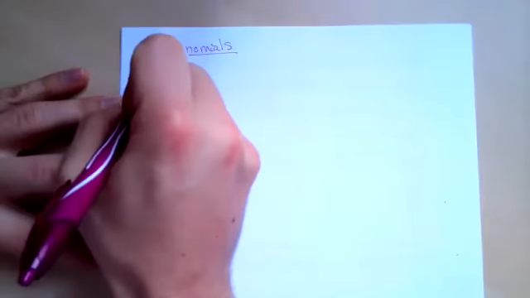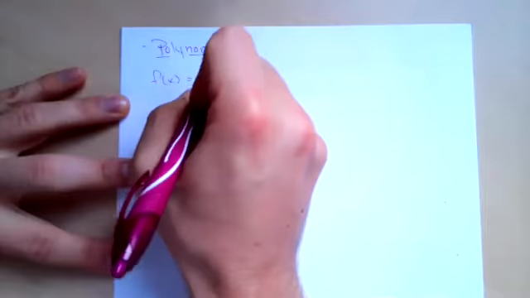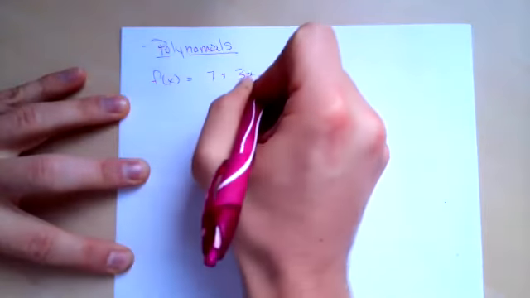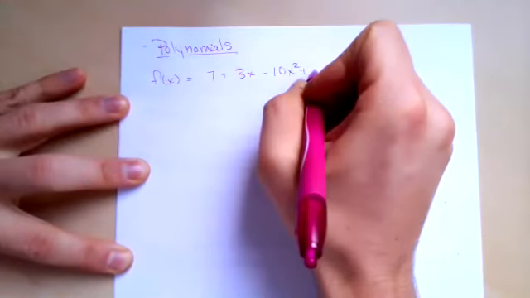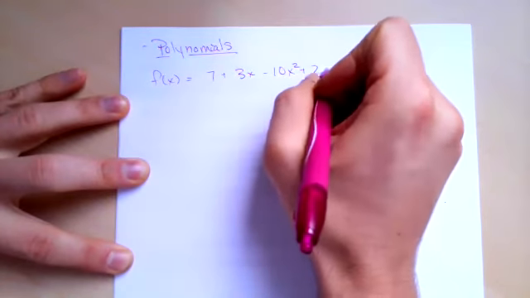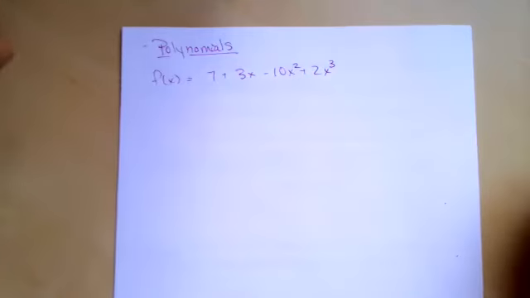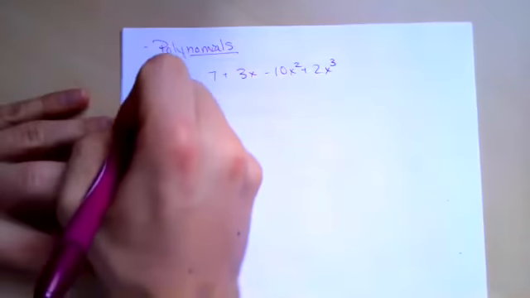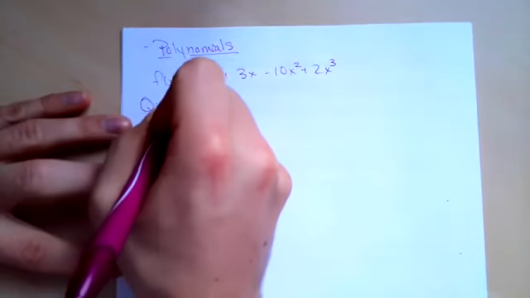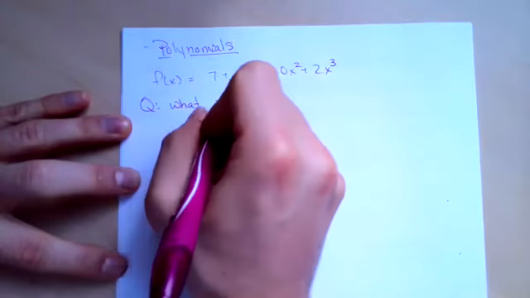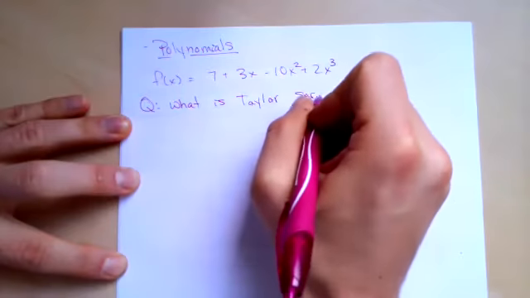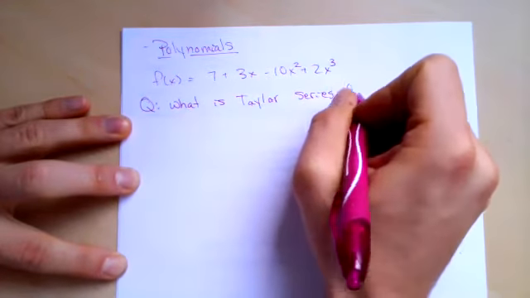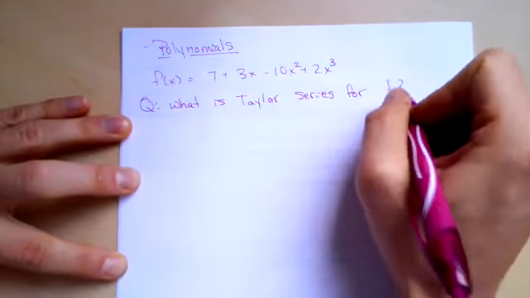Suppose I have a polynomial. Let's do this a little quickly. Let's say I've got, let's make one up, 7 plus 3x minus 10x squared plus 2x cubed. Here's a question. What is the Taylor polynomial or Taylor series for this function?